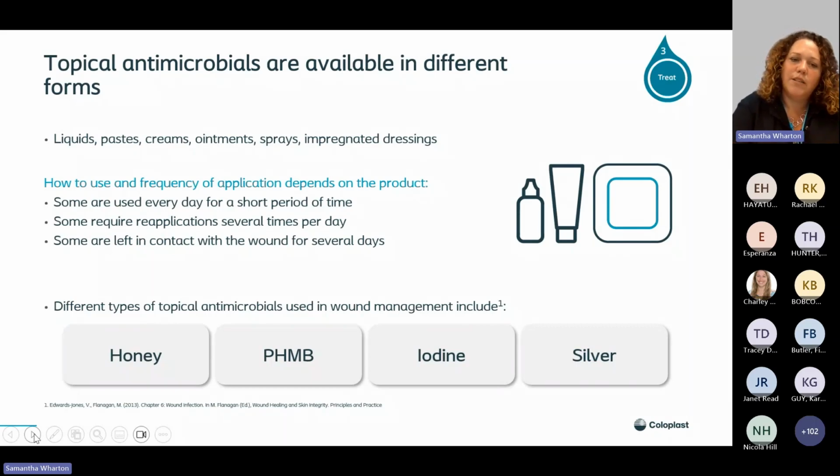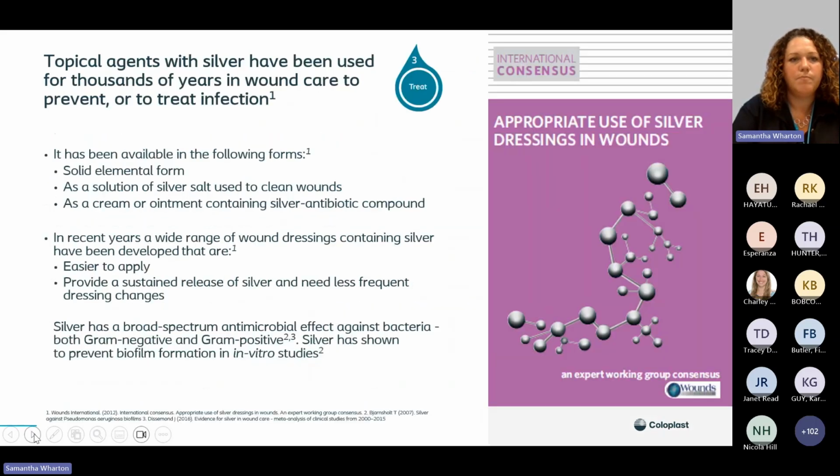So different types of topical antimicrobials used in wound management include honey, PHMB, iodine and silver. So hopefully you're familiar with some of those antimicrobials and have used them in practice. Topical agents with silver have been used for thousands of years in wound care to prevent or to treat infection. It's been available in the following forms: a solid elemental form, a solution of silver salts, which was used to clean wounds, as a cream or ointment containing silver antibiotic compounds.